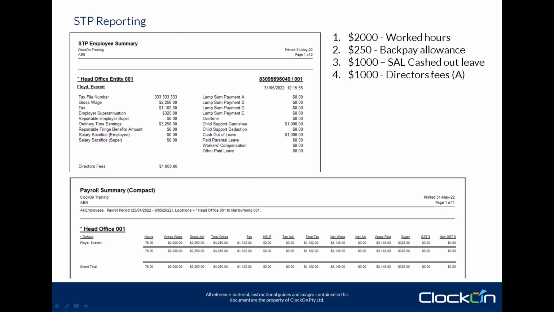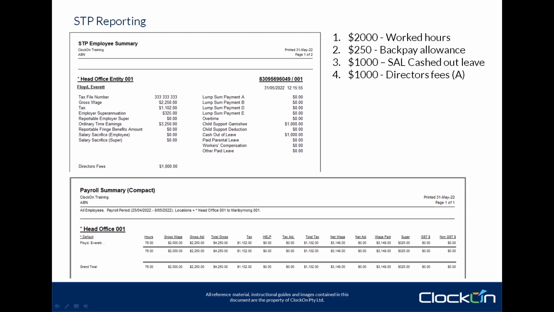So comparing that to the payroll summary report, we can see down here that we've got the gross wage of $2,000 here, which relates directly to the worked hours. So you can see the first discrepancy straight away there. So we've got the gross wage on the STP report, inclusive of the back pay allowance. Yet on the payroll summary, this is purely worked hours.